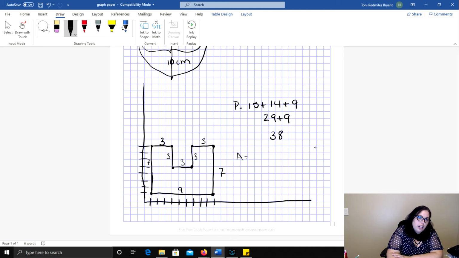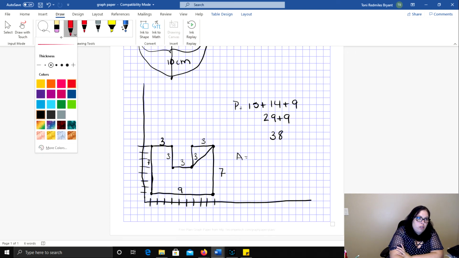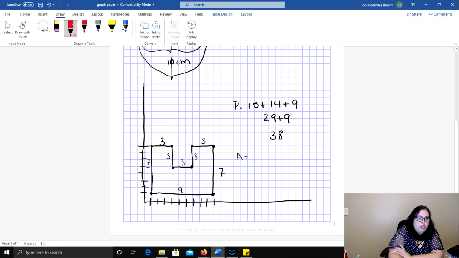Now to find the area, they want us to use triangles. So you know what, I should use a different color. So I'm going to make a triangle here. I'm going to make a triangle here. I'm going to make a triangle here. And a triangle here. And 2 big triangles. So triangle number 1 is going to be 3 by 3 divided by 2. That's how you find the area of a triangle. So it's going to be 9 divided by 2, which is 4.5.